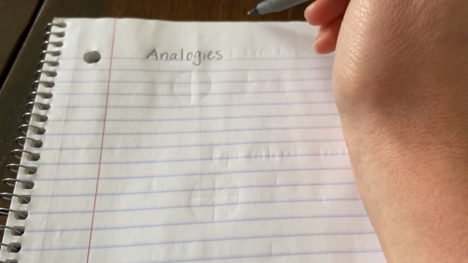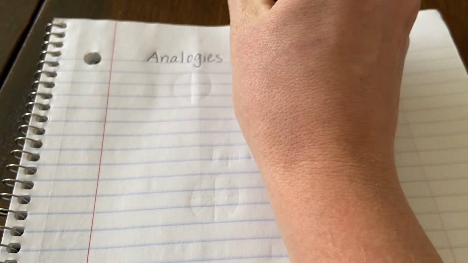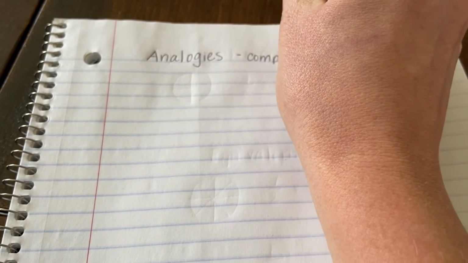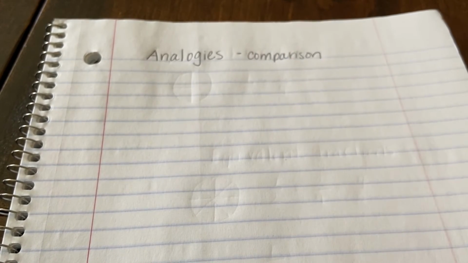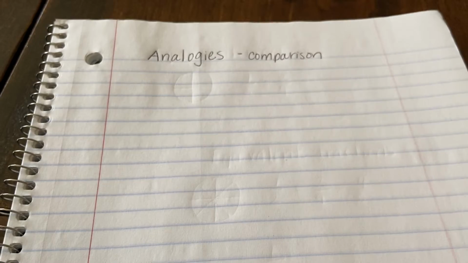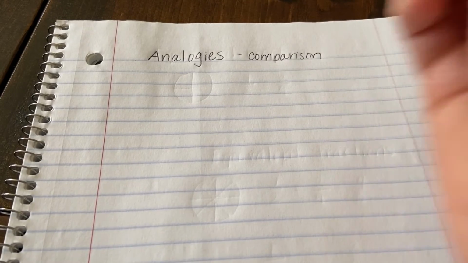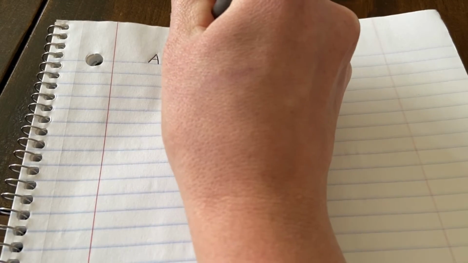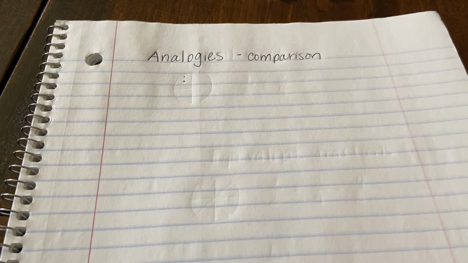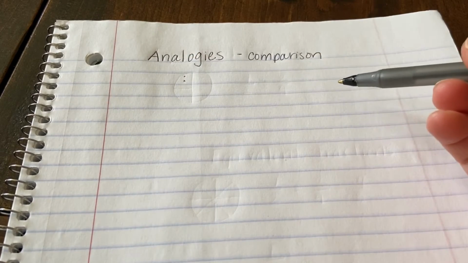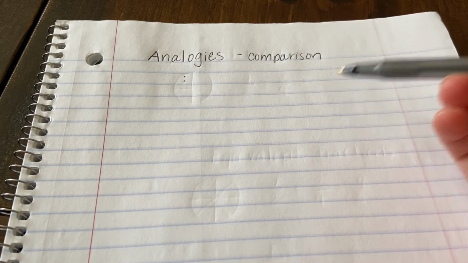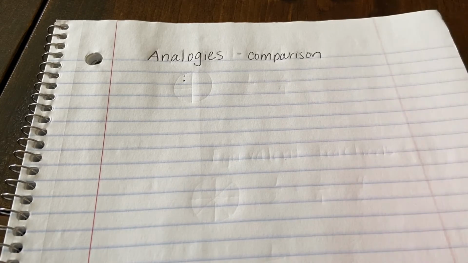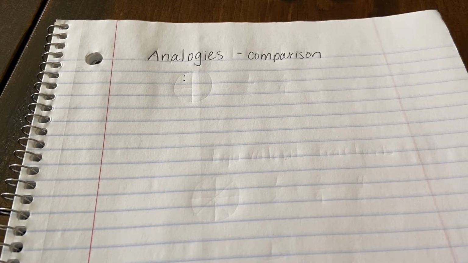Today in math, we're going to be practicing analogies. An analogy is basically a comparison. There's a special way that we write analogies where we use the colon symbol, which is just two dots stacked on top of each other. And when we read analogies, we read them like a sentence. Let me give you an example of a very friendly, not math-related analogy.